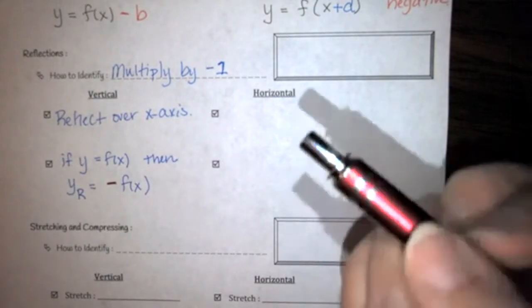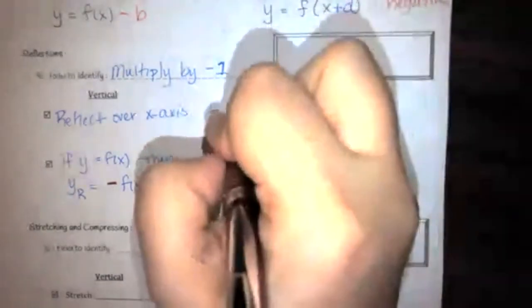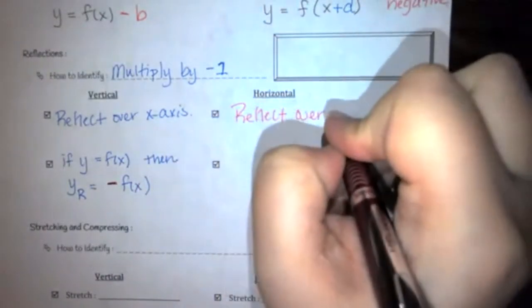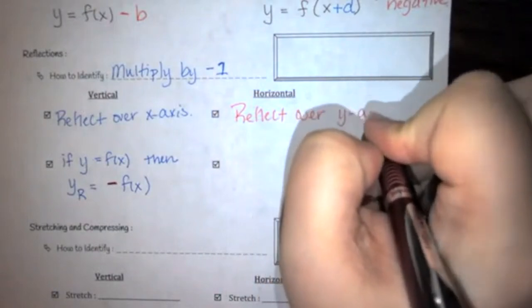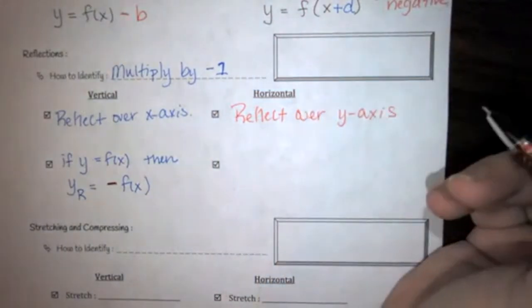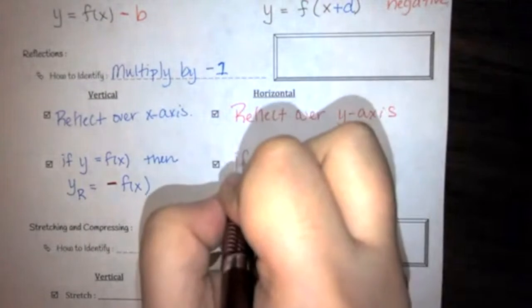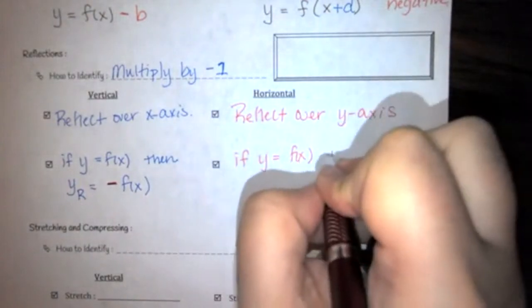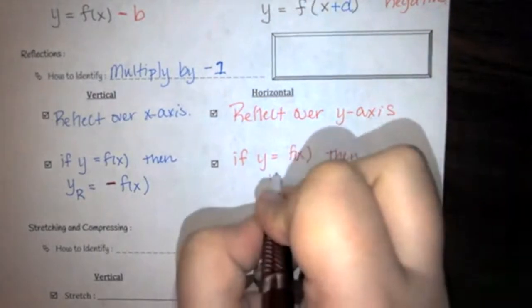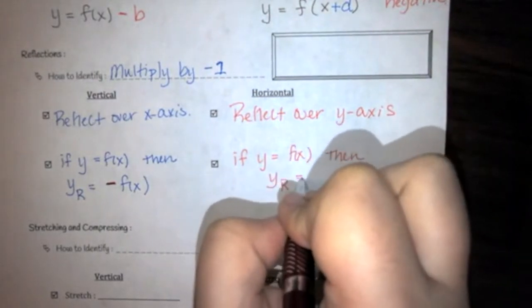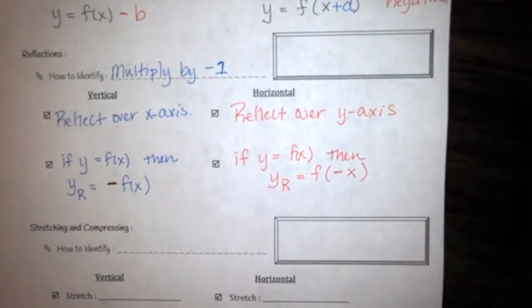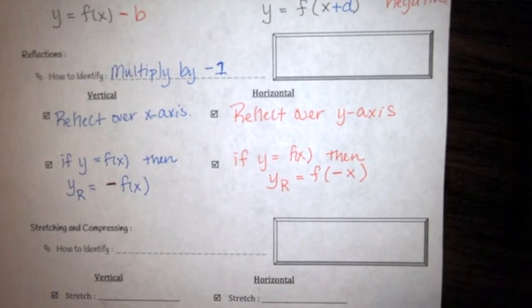Now we can have horizontals. Horizontals are where we are going to reflect over the y-axis. So this says if y equals f of x, then my reflection would be f of negative x. Notice the negative is now inside your parentheses or bubbles.